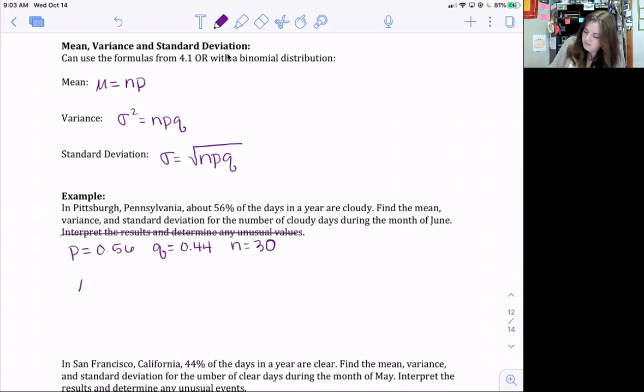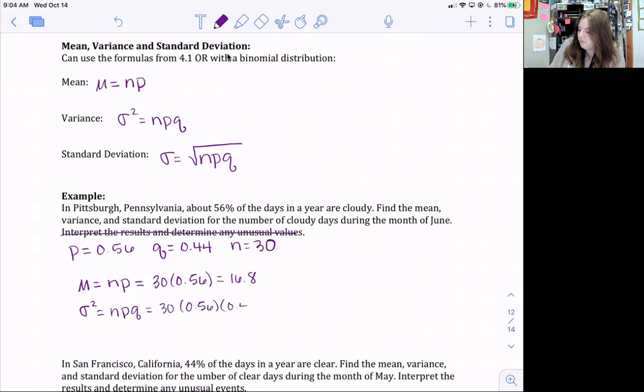For our mean, we're doing n times p, so we're taking 30 times 0.56. Plug that in your calculator, and if we round to one more decimal place than our x value, which here would just be our whole numbers, we get 16.8. For our variance, we're going to do n times p times q, so 30 times 0.56 times 0.44. Again, round to one more decimal place than our original, and we get 7.4.